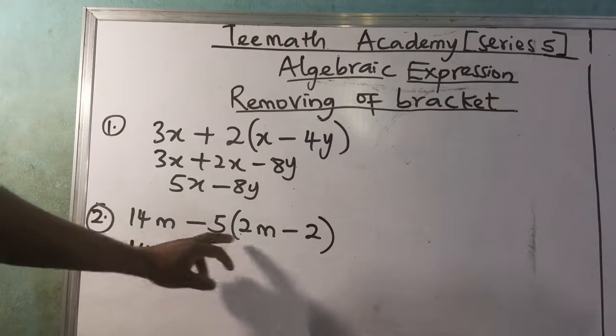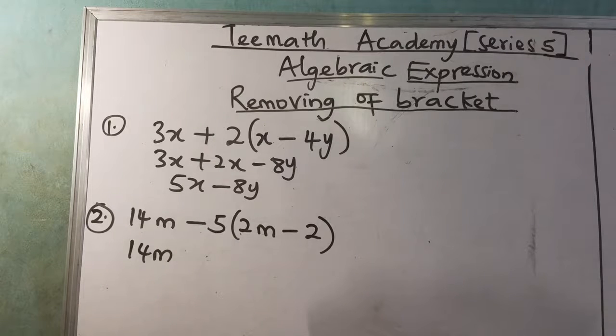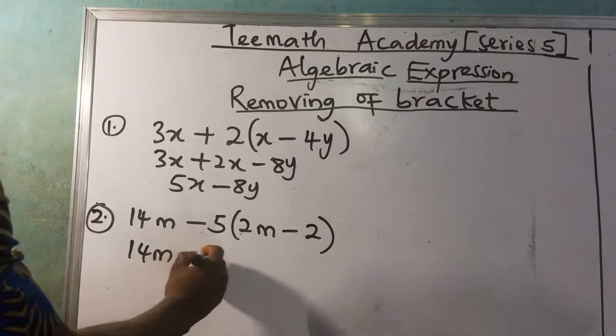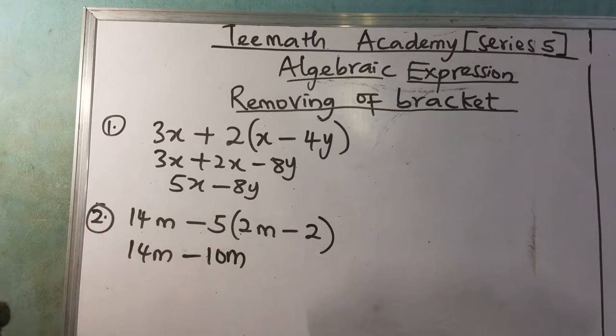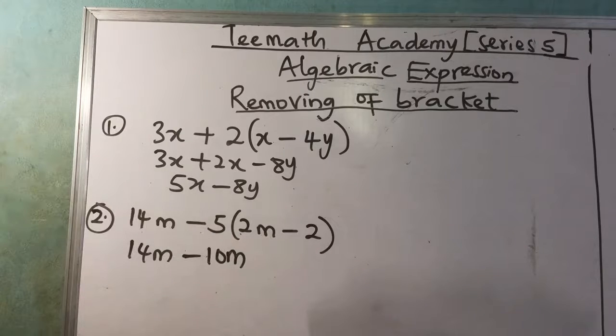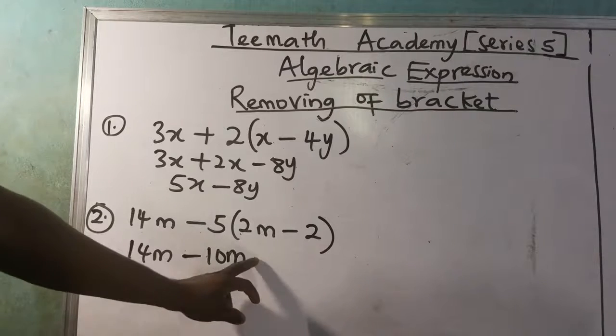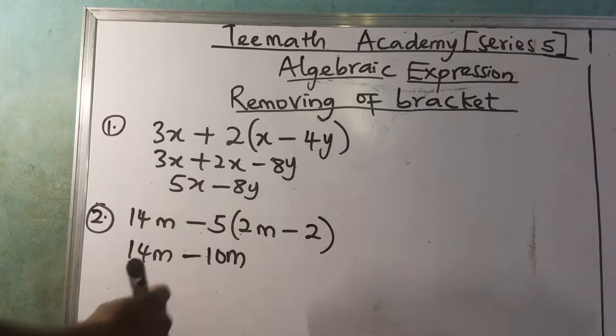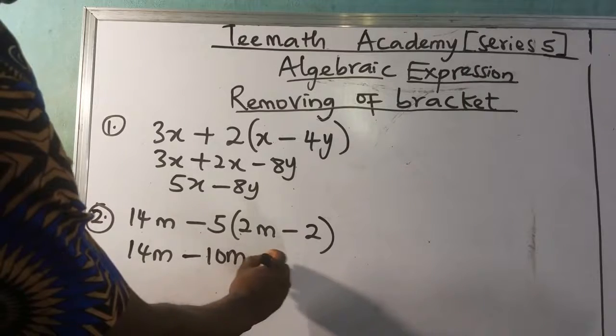So minus 5 times 2m, that is minus 10m. That answer has a sign, which is what? Minus. So we have minus 10m. Okay, now you wait, don't say minus, like I said. Minus 5 times minus 2, you know, minus times minus is plus. So then it means here will be plus, then 5 times 2 is 10. So minus 5 times minus 2, that is plus 10.